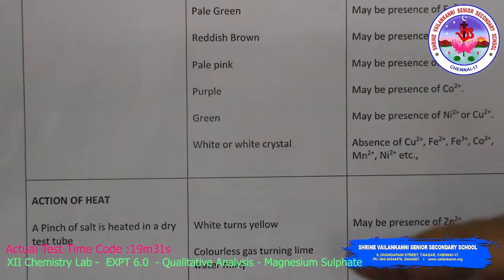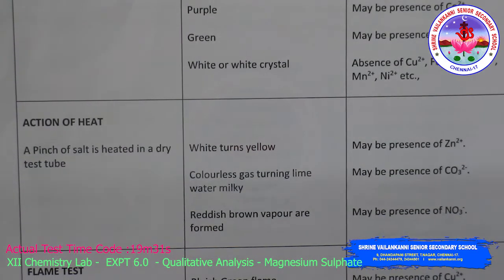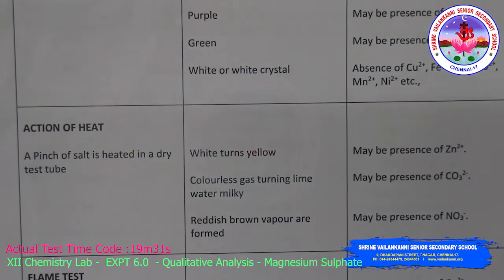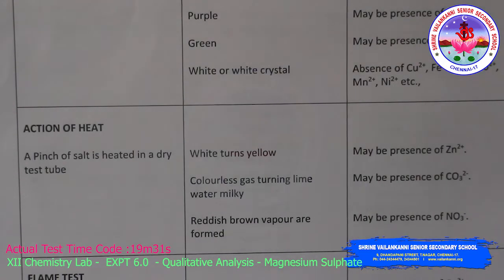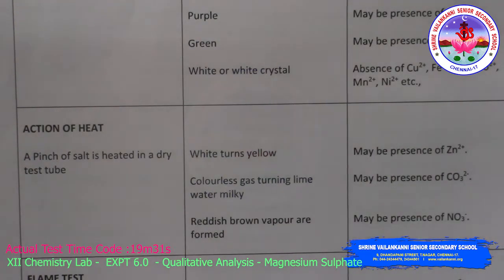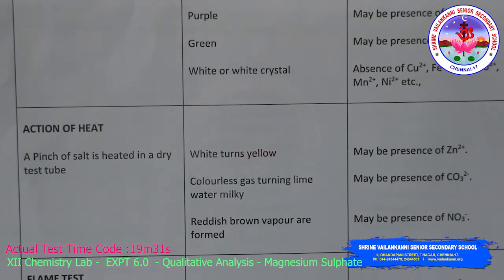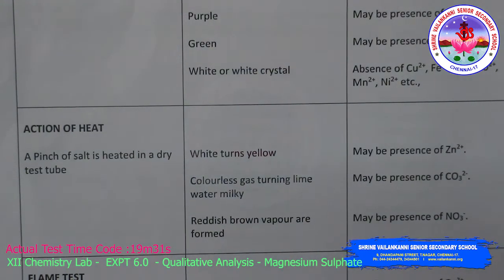Then the action of heat. A pinch of salt is heated in a dry test tube. What does the observation mean? Suppose white turns yellow, maybe the presence of Zn2+. Here you have to say maybe, because this is not a confirmation test, it is a preliminary test. Colorless gas that turns lime water milky means maybe the presence of carbonate. Reddish brown vapors formed means maybe the presence of nitrate.